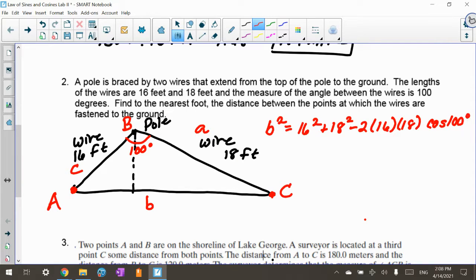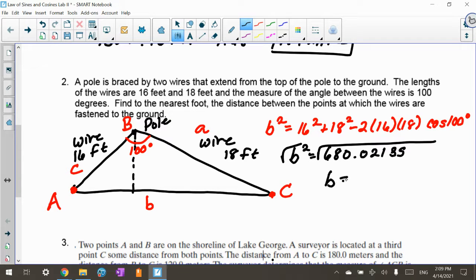Part of this, when you do your quiz, is drawing the picture. This is almost like you're looking from above. The pole's straight down and you're looking above. I put all this in my calculator, and when I do, I get b squared. You should practice this to make sure that you're getting 680.02135. Then I take the square root of both sides because I want to know what b is. They said to the nearest foot, so it comes out to be 26 feet. So that's what b is.